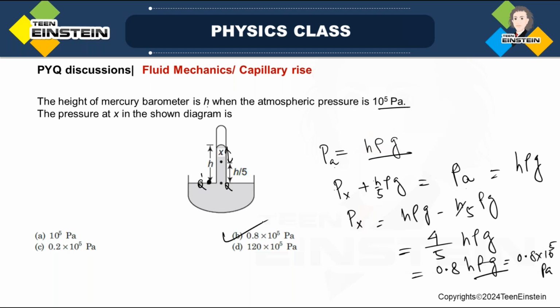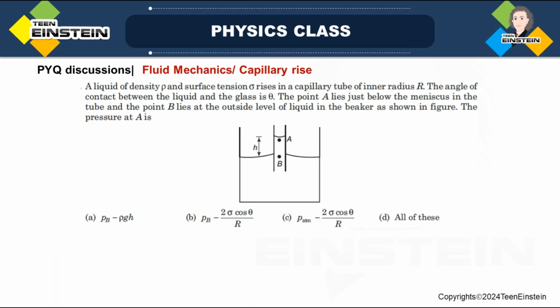Okay, so we have another problem which we are going to solve and then we'll stop. I hope you will be able to find out the answer now, because the previous question was similar to this. A liquid of density rho and surface tension sigma rises in a capillary tube of inner radius capital R. The angle of contact between the liquid and glass is theta.